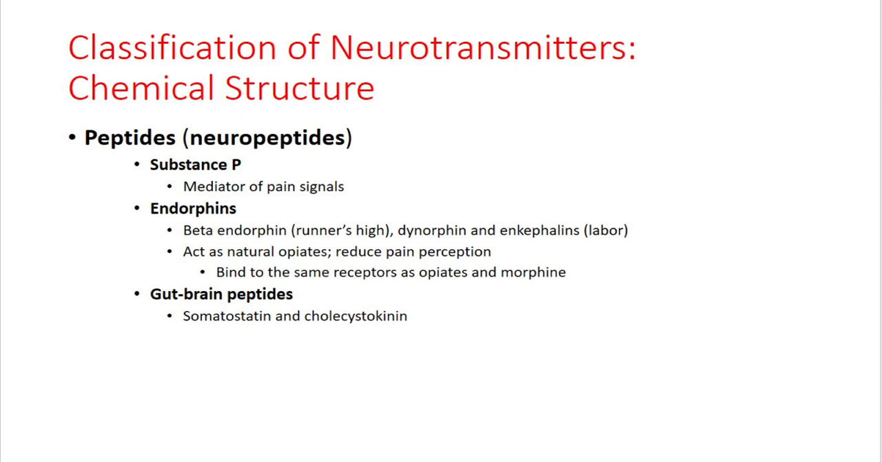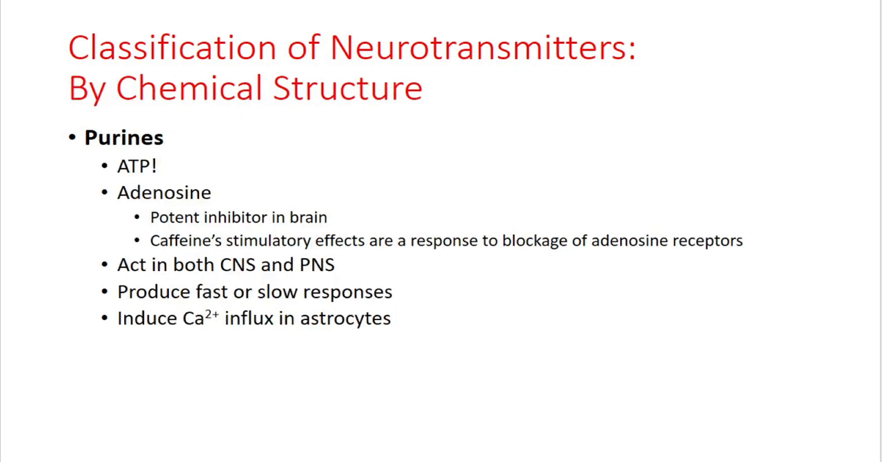Then your gut-brain peptides like somatostatin and CCK, called cholecystokinin, those are going to be helpful in communicating to your GI tract. We also have purines, which basically is ATP. It includes a lot of adenosine. It's a great inhibitor in the brain or with central nervous system neurons. Caffeine's stimulatory effects are a response to the blockage of adenosine receptors, and this can act in both the central nervous system and peripheral nervous system. And this can produce fast or slow responses. It all has to do with a lot of induction by calcium influx via astrocytes.